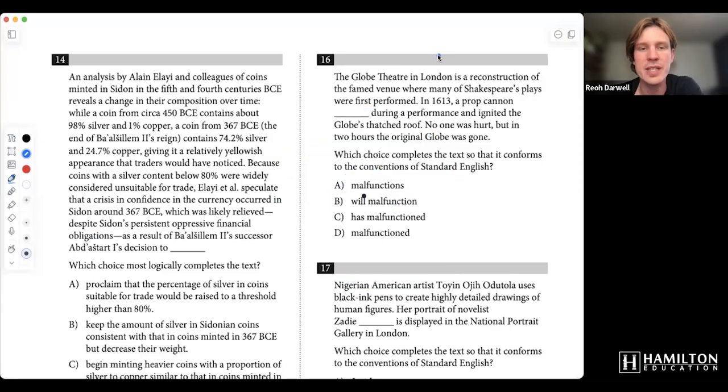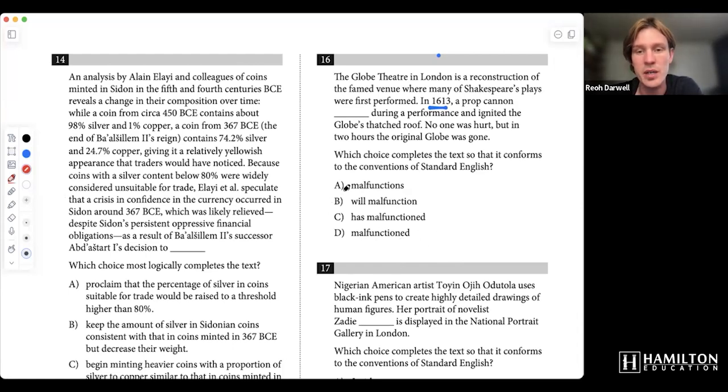All right, so question 16 here is a grammar question from the writing portion of Module 2 on this test. We're talking about the year 1613, okay? So it means we need to have a past tense verb conjugation, right? What did Prop Cannon do all the way back in 1613? Well, it needed to have malfunctioned in the past.